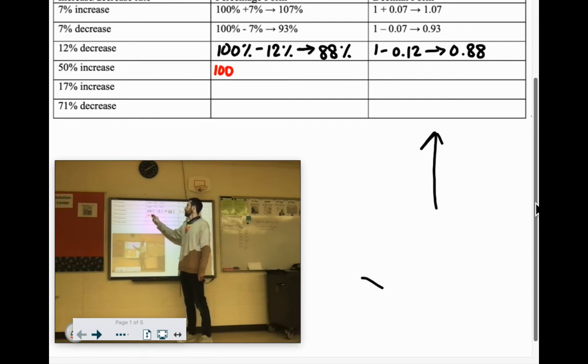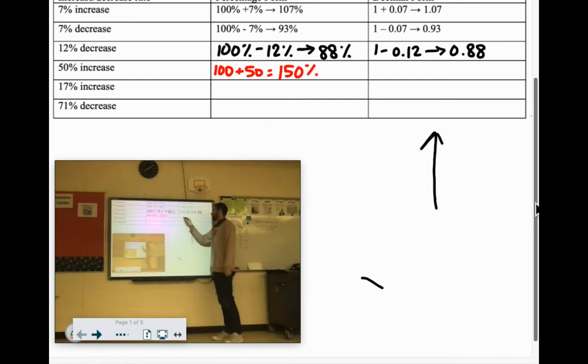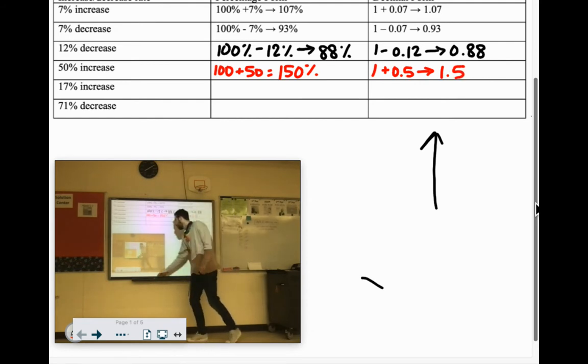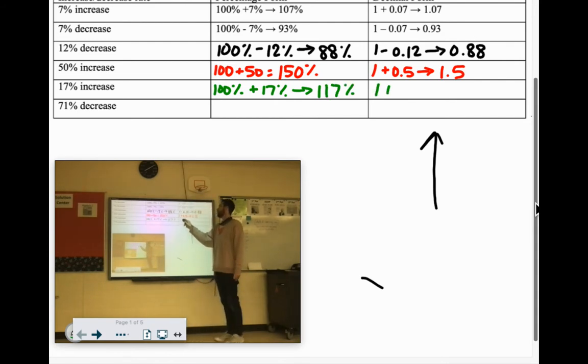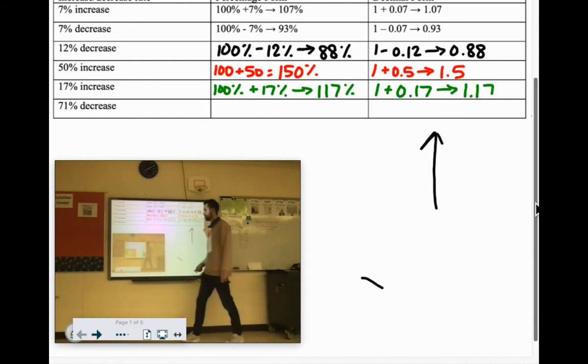So here we have a 50% increase. So 100% plus 50% would equal 150%. And in decimal form, that would be 1.5. So here we'll do it in decimal form. 1 plus 50% is 0.5, which will give you 1.5. All right, 17% increase. 100%. I didn't write my percentages on the red one. Sorry. Plus 17% would be 117%. And in decimal form, that would be 1 plus 0.17, which is 1.17.